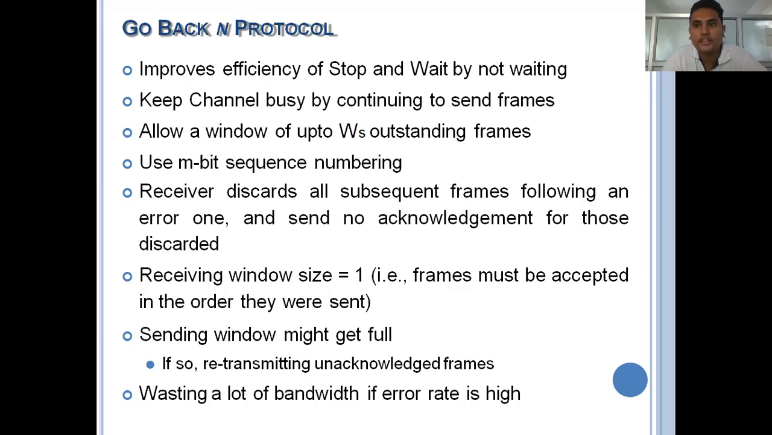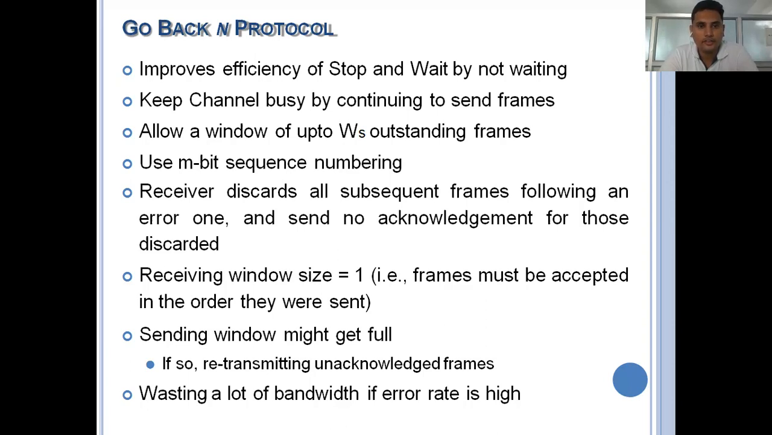To improve the efficiency of the stop and wait protocol, so that it does not wait, the go back N protocol is used. Now keep the channel busy by continuing to send frames and allow a window of up to WS outstanding frames. Next, use M-bit sequence numbers, and the receiver discards all subsequent frames following an erroneous one, and sends no acknowledgement for those discarded. If it sent acknowledgements for discarded frames also, that would delay so much time.